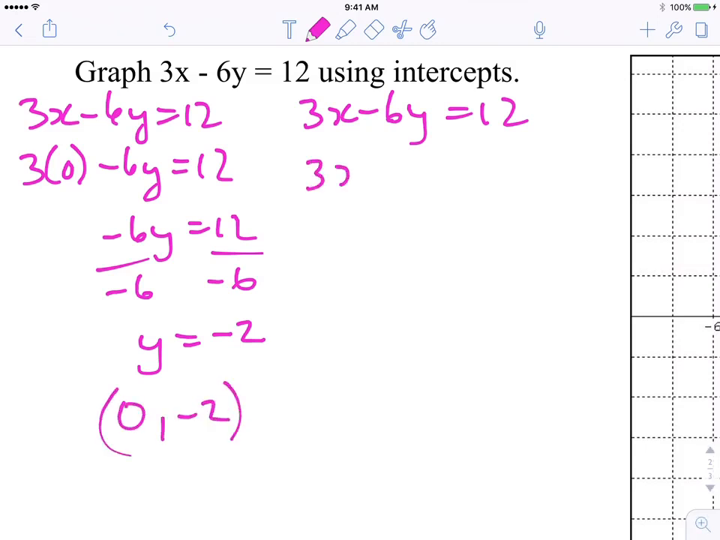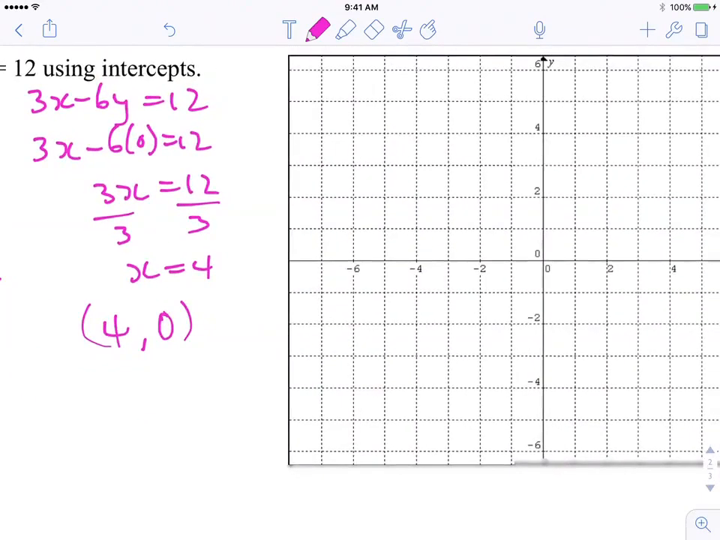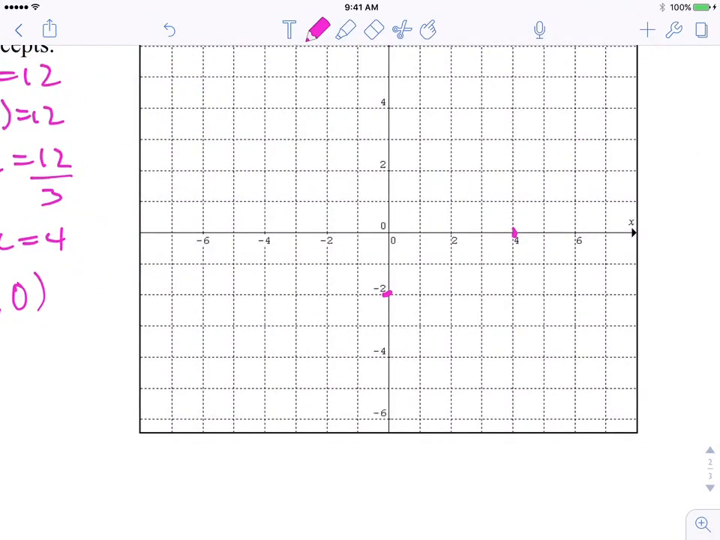Then we'll sub in 0 for y, and then we get 3x equal 12. Divide both sides by 3. x equal 4. So x is 4 and y is 0. So now we have our two coordinates, (0, negative 2) and (4, 0). So there's our (4, 0) and (0, negative 2). Let me graph that line.